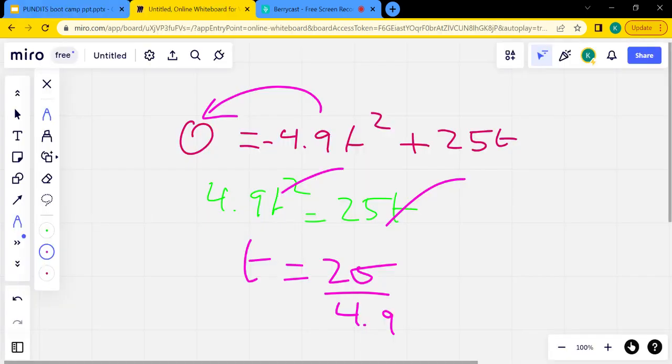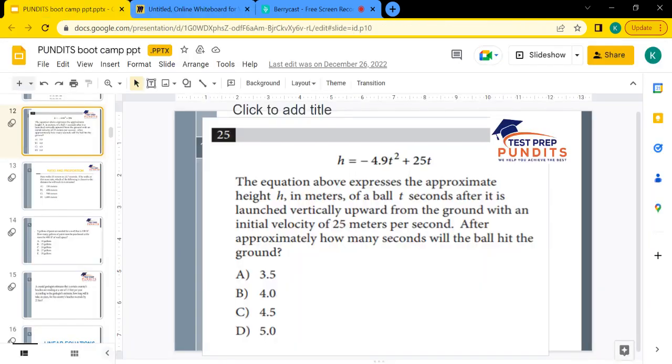So 4.9 for all intents and purposes is 5. So you can basically write this as approximately equal to 25 by 5, which is 5. And wouldn't you know it, option D is 5. So we're going to mark option D as our answer, since the answer is only approximate and not an exact answer.